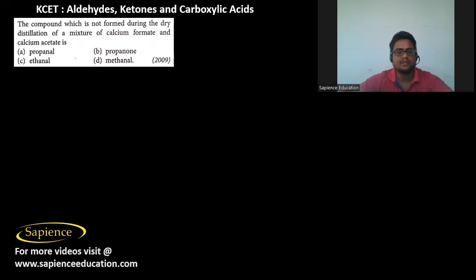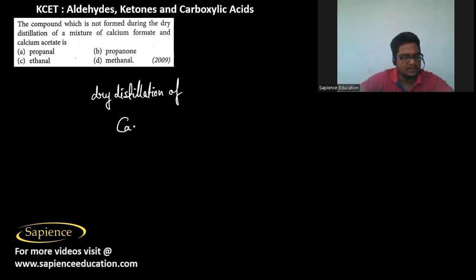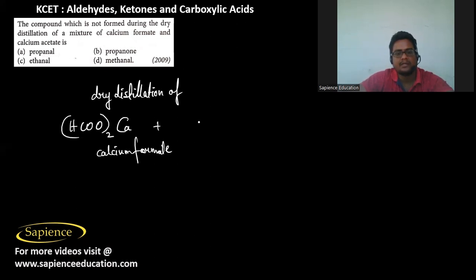Then the compound which is not formed during the dry distillation of a mixture of calcium formate, which is (HCOO)2Ca, called calcium formate, and calcium acetate, which is (CH3COO)2Ca. It is called calcium acetate.